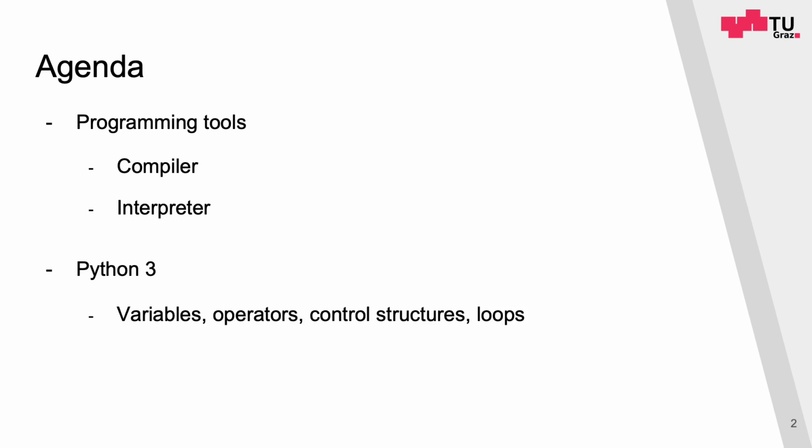We will start with the basic programming tools which are available, namely what a compiler is and what an interpreter is, and the differences between those two tools. Then we will directly move into Python and we will talk about what variables, operators, control structures and loops are and how we can use them.